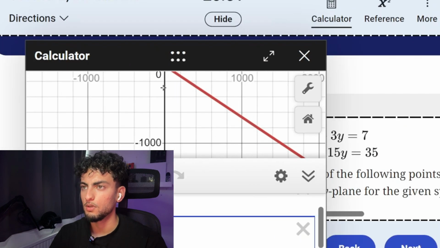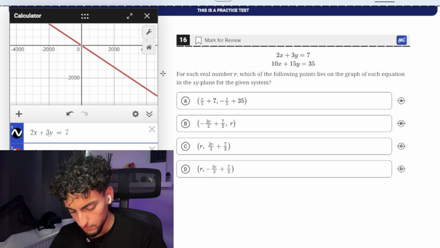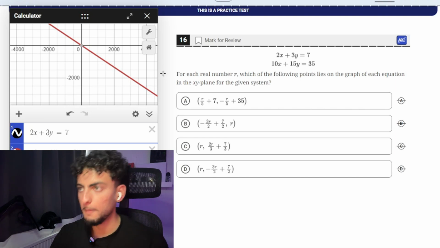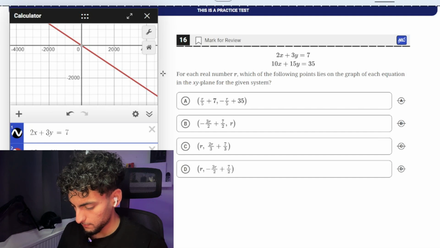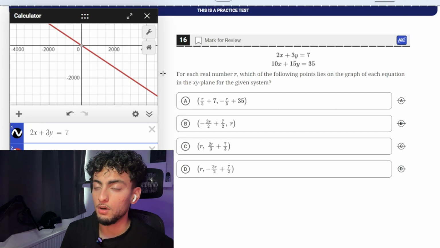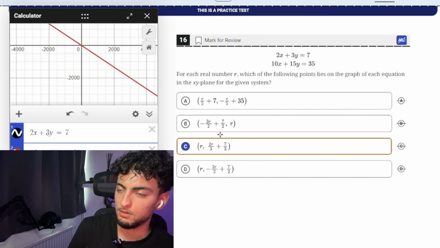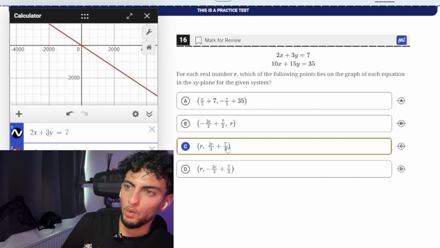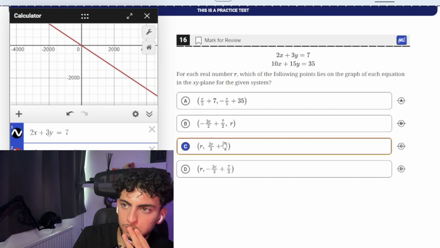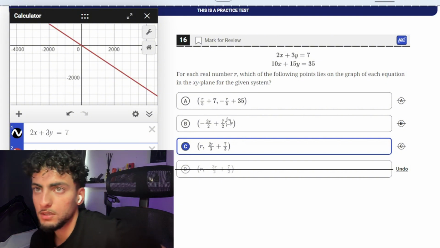Does it go through 0, 0? 0, 2, 3, 3. Okay. 0. That means 0 is 7 over 3. So let's test that. This is the only one where x equals 0. And does that make sense? As r gets bigger... Ooh. Here's an interesting thing. Can't be that one. Can it? Because 7 over 2 doesn't make sense.